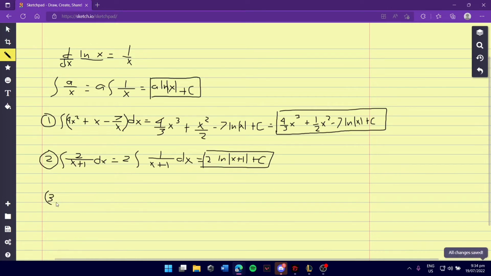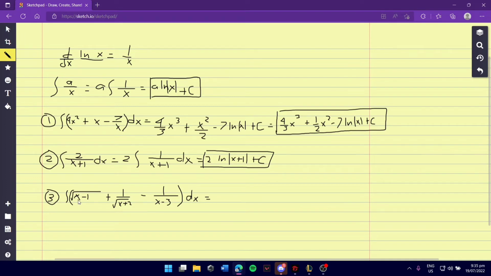Next, for the third example, we have the integral of square root of x minus 1 plus 1 over square root of x plus 2 minus 1 over x minus 3 times dx. So we will integrate it term by term.